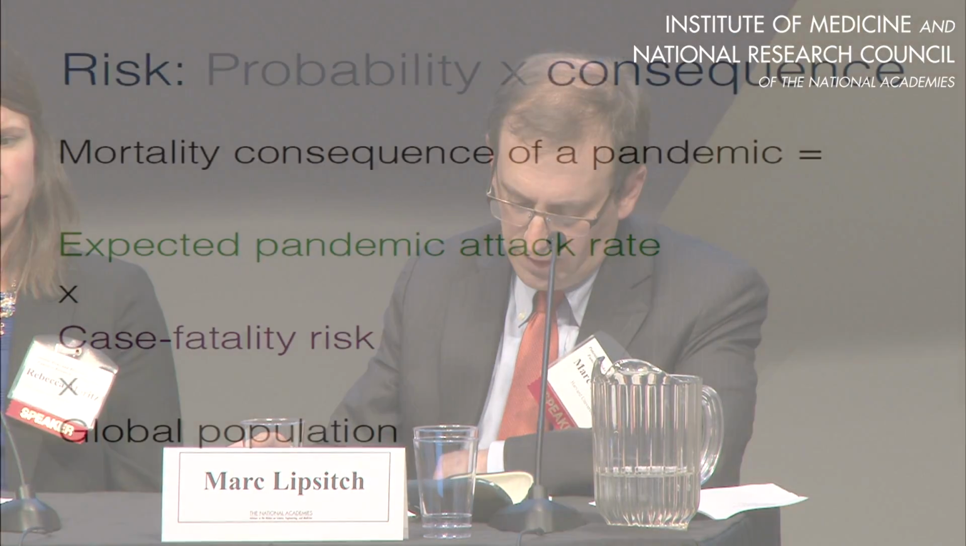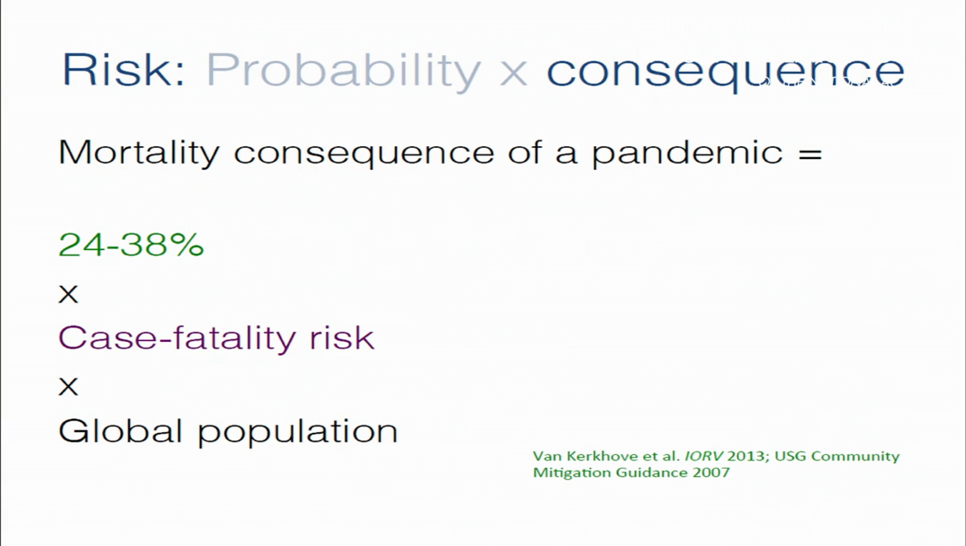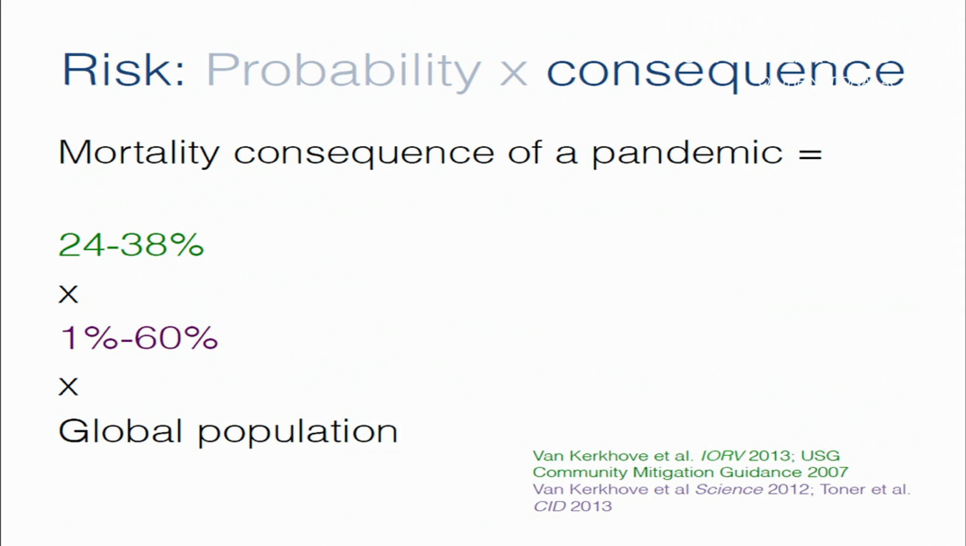On the consequence side, we multiply the likely attack rate of a pandemic times the case fatality risk times the global population. The previous 4 pandemics have had an estimated attack rate of 24% to 38% of the population. That is the number infected during the pandemic year. The case fatality risk is hard to predict until we see the strains. Wild-type H5N1 has a case fatality risk of nearly 60%, according to some leading virologists and epidemiologists. Some have disputed this figure and claimed that it is too large. For other strains, the CFR will be different. To reflect this uncertainty, let us consider a range of CFR from 1% to 60%.